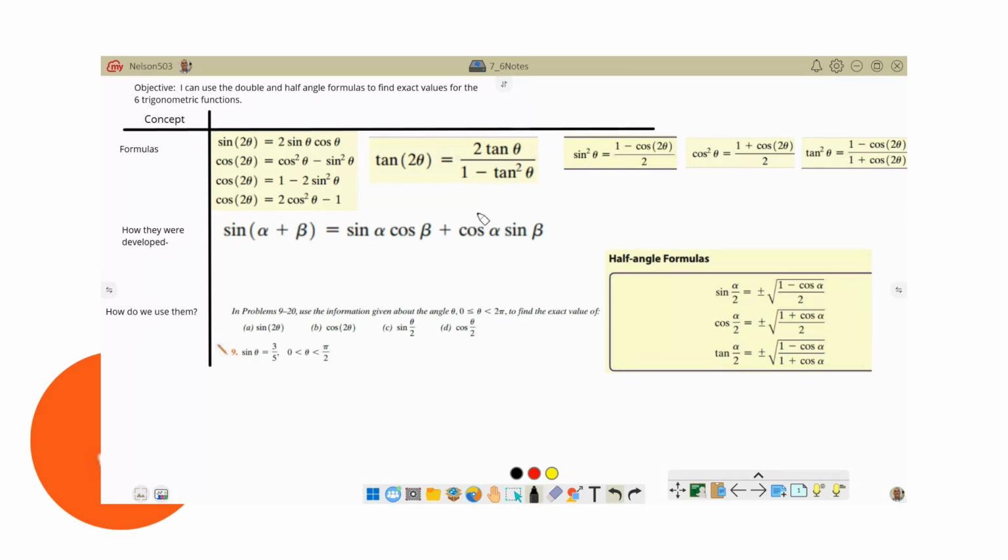And I hope this is helpful. I'm going to show you how to practice this idea. But before we do that, I want to show you how they developed this. It's not actually very difficult to see this formula and its development.